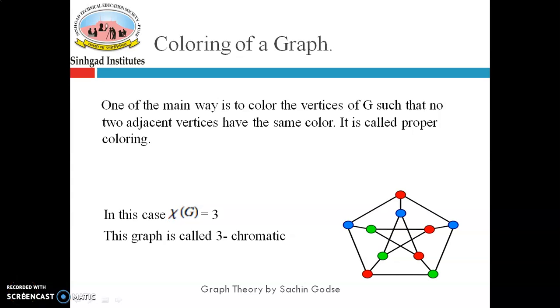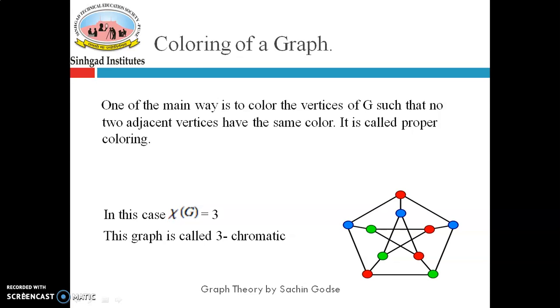Next one is coloring of a graph. Coloring of the graph, one of the main ways is to color the vertices of graph G such that no two adjacent vertices have the same color. It is called proper coloring. It means two adjacent vertices should not have the same color. That is the coloring of the graph.